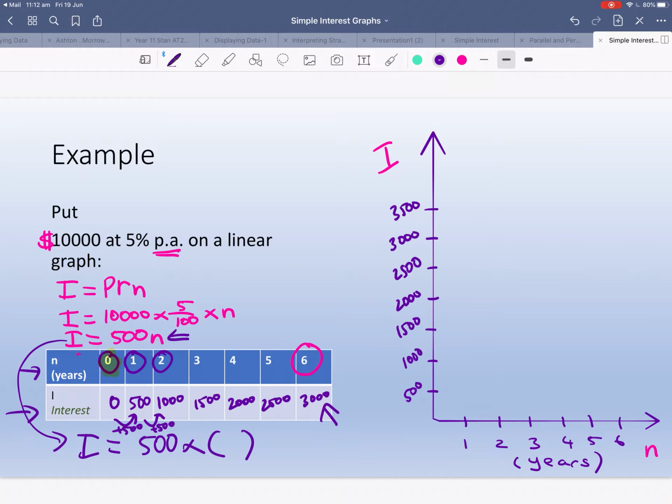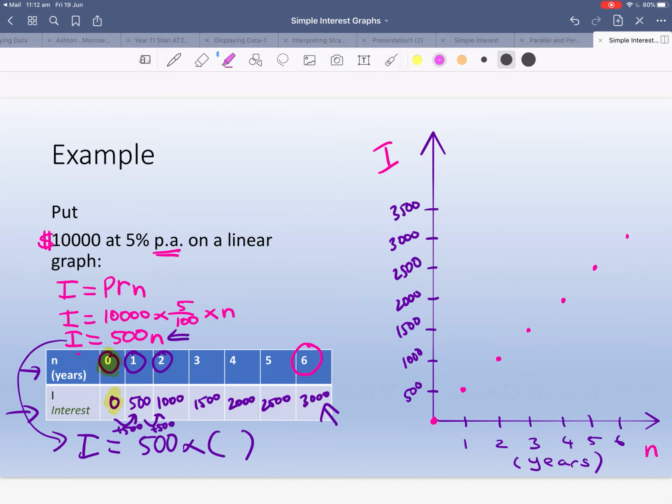Now I'm just going to plot the points. At 0, it's 0. So that's my first point. I'm going to plot it here, 0. Okay. At 1, it is 500, so I'm going to put that there. At 2, it's 1,000, so I'm going to put that there. Now in reality, I can just do my line, but I'm going to do all the points. At 4, it's 2,000, so I'm doing my dot there. At 5, it's 2,500, so there. And at 6, it's 3,000.